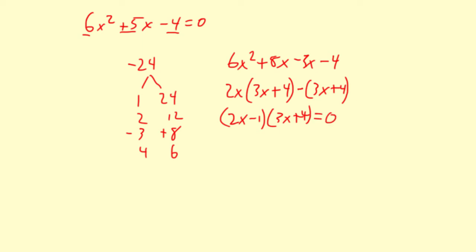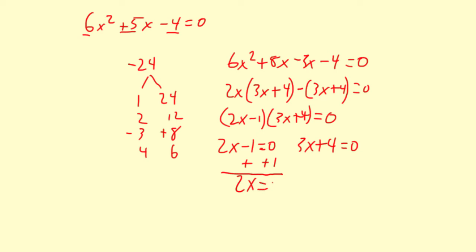And remember, that equals 0. We have an equation here. I should have been putting that the whole way. Now you apply the zero product property. 2x minus 1 equals 0. That's one solution. And 3x plus 4, that's another solution. So I'm going to add 1. That's going to be 2x equals 1, divided by 2. So x equals 1/2 here.